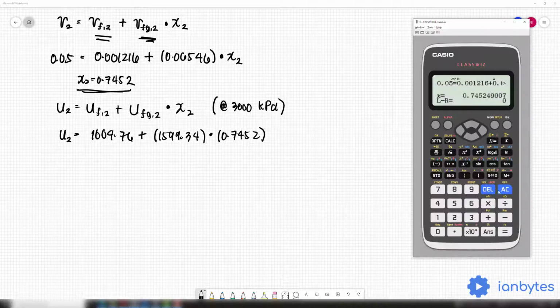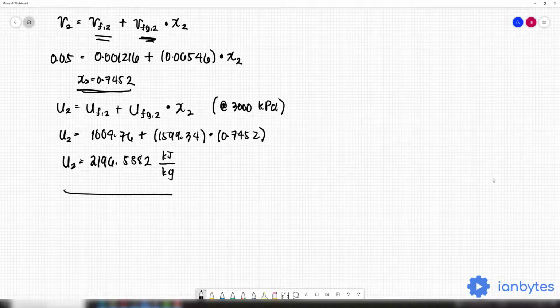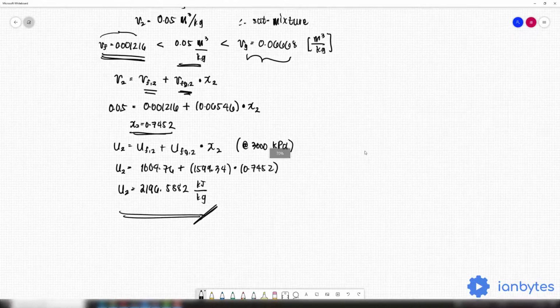and again input in our calculator. So make sure that the inputted values are correct para siguradong tama yung ating sagot for internal energy at least. We have 2196.59. So let me just write that down again. So we now have our U2.